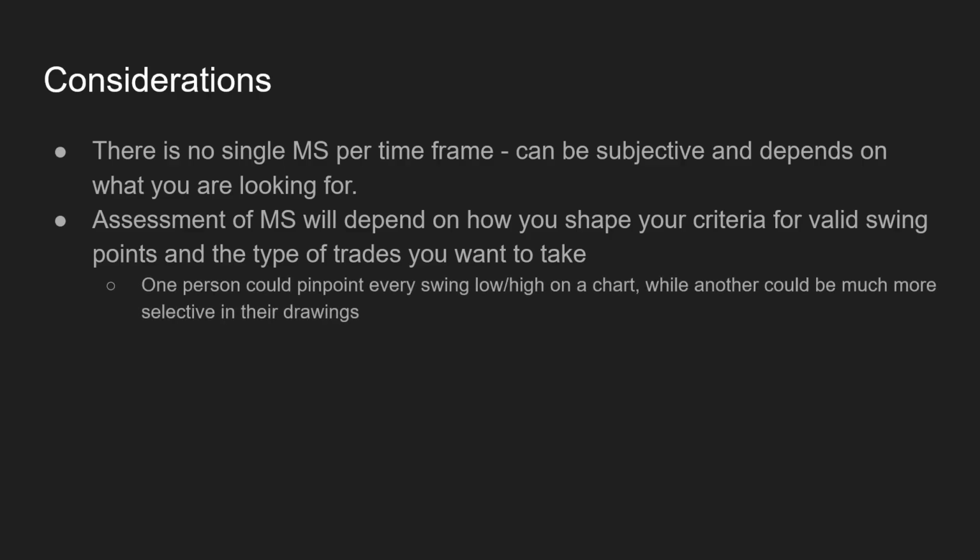One person could pinpoint every single swing low or swing high on a chart, while another could be much more selective in their drawings. This is where the subjectivity comes into play, and really what are you basing these swing highs and swing lows off of? You might take one person that draws every single one in, and another person that uses support and resistance to help inform what's a valid or more important swing high or swing low in context of what else is going on in the market.